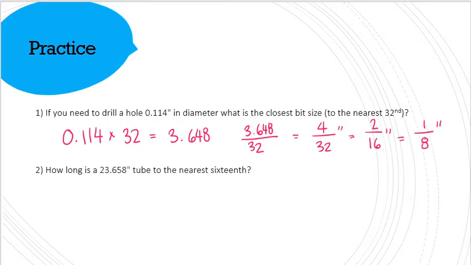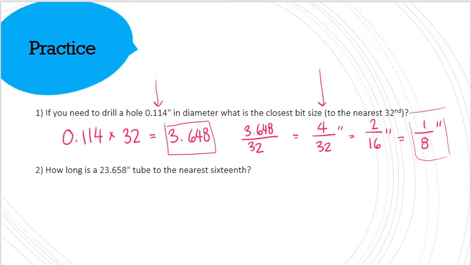So even though they asked for the nearest 32nd, the nearest 32nd was 4 32nds, which could be reduced to 1/8. Now, is the 1/8 drill bit going to be bigger or smaller than the hole I want? Well, the 0.114 was only 3.648 32nds. And I'm picking something, the closest thing is 4 32nds. So my hole that I drill with a 1/8 drill bit will be a little bit bigger than the hole I was aiming for.